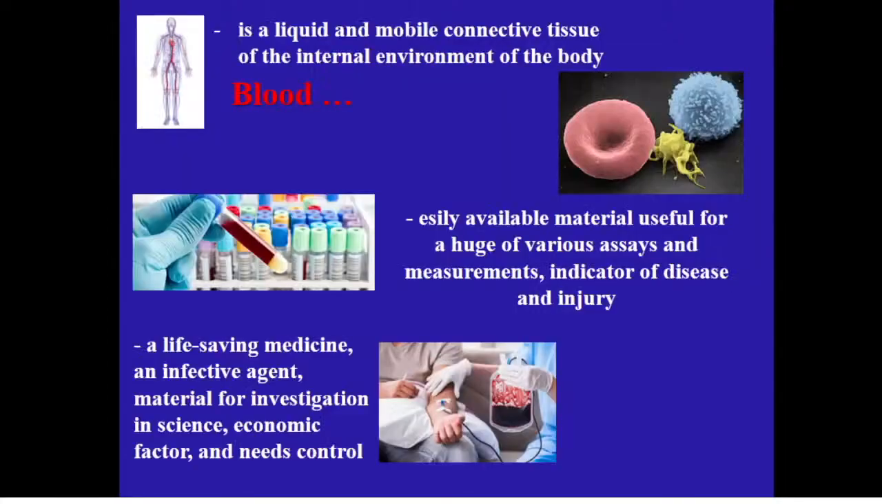So, blood is not only our internal tissue. It's an easily available material useful for various assays and measurements. It's a good reflection of diseases and injury that we have in our body. And as doctors, we must know about this and know what we must see in the norm and how the different values in our blood change during pathology.